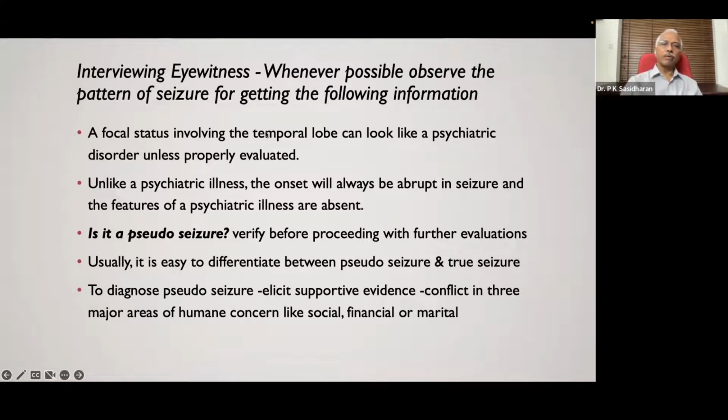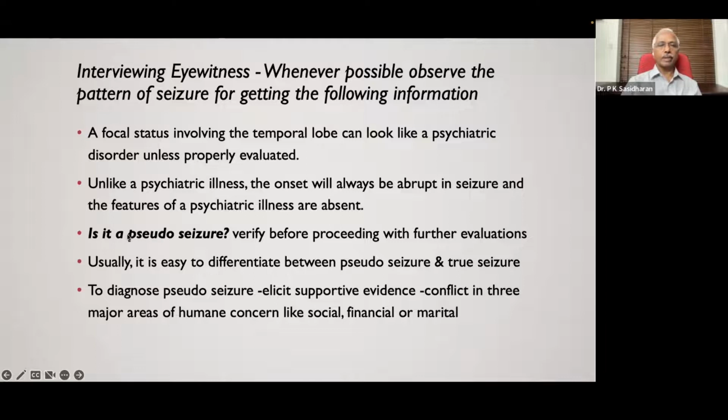A focal status involving the temporal lobe can look like a psychiatric disorder unless properly evaluated. Unlike a psychiatric problem, the onset will always be abrupt in seizure, and the features of psychiatric illness are absent in such a patient. In psychiatric illness, you will get several other background histories to suggest it.